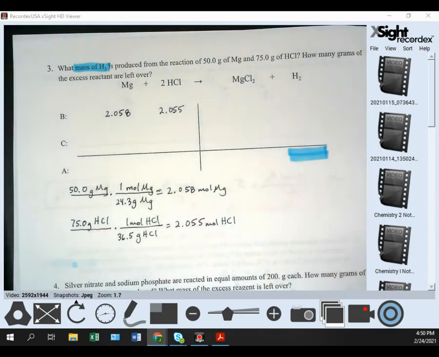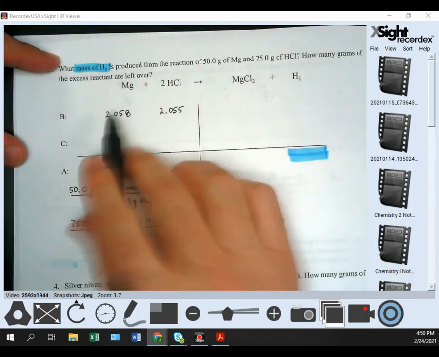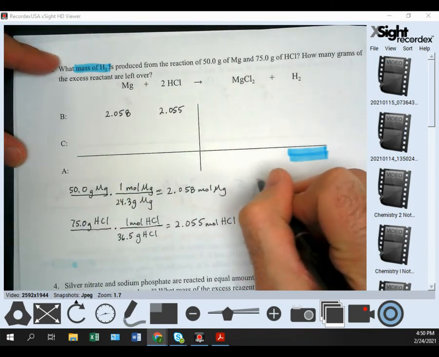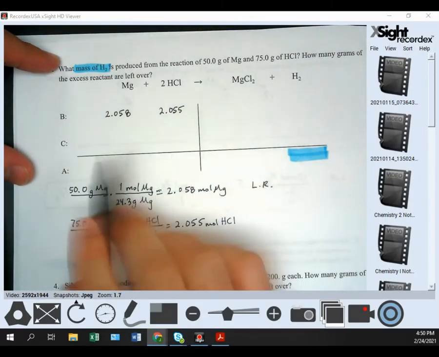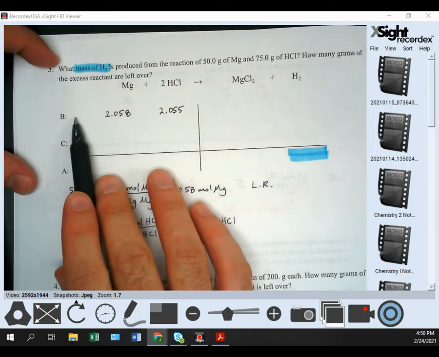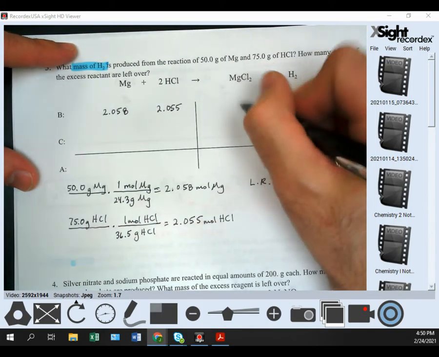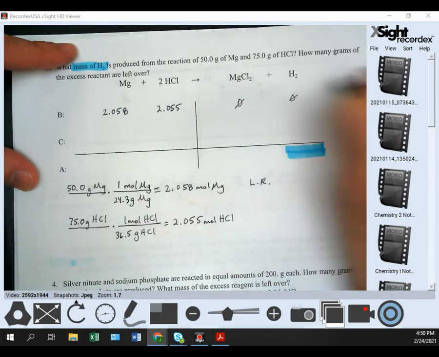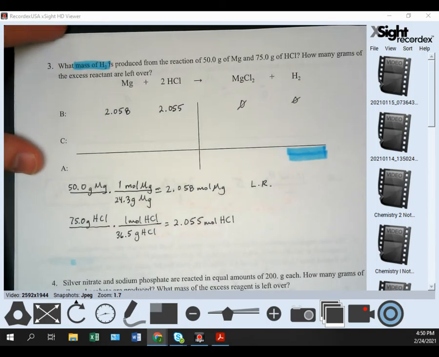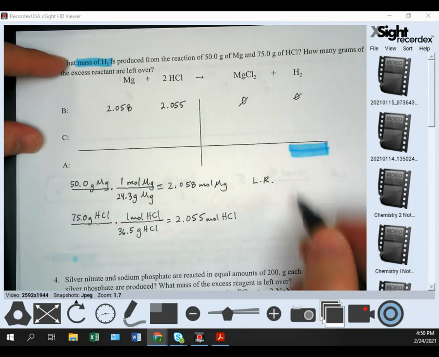Now, how do we find the limiting reactant? It doesn't ask for the limiting reactant, but we need that to do the rest of this. Sorry, before I do that, remember the products on the before row are always 0, because we haven't done the reaction yet, so we don't have any product. It looks like this. Now we need to find the limiting reactant to do the rest of this.